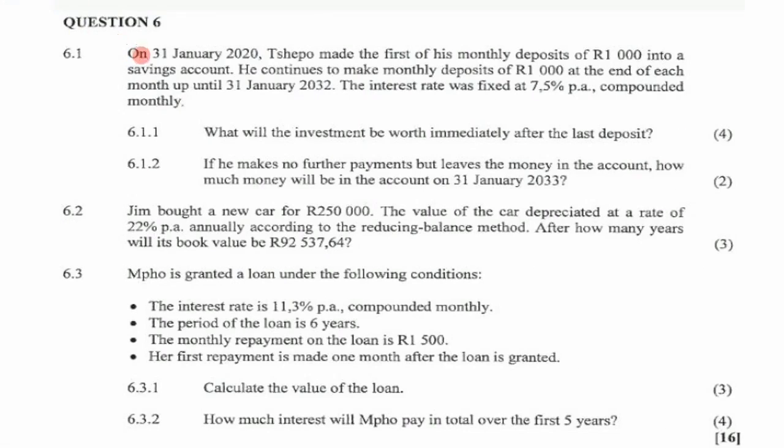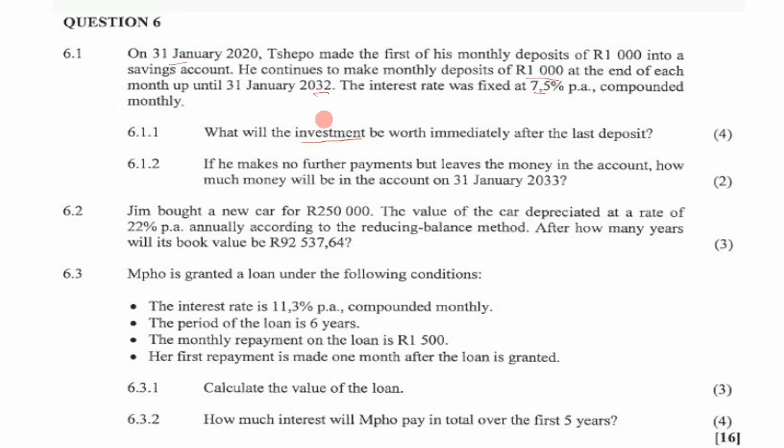Okay, so we have question 6. It says on 31 January 2020, Tsepo made the first of his monthly deposits of 1,000 into a savings account. He continues to make monthly deposits of 1,000 at the end of each month up until 31 January 2032. The interest rate was fixed at 7.5% per annum compounded monthly. Then 6.1.1 says, what will the investment be worth immediately after the last deposit?